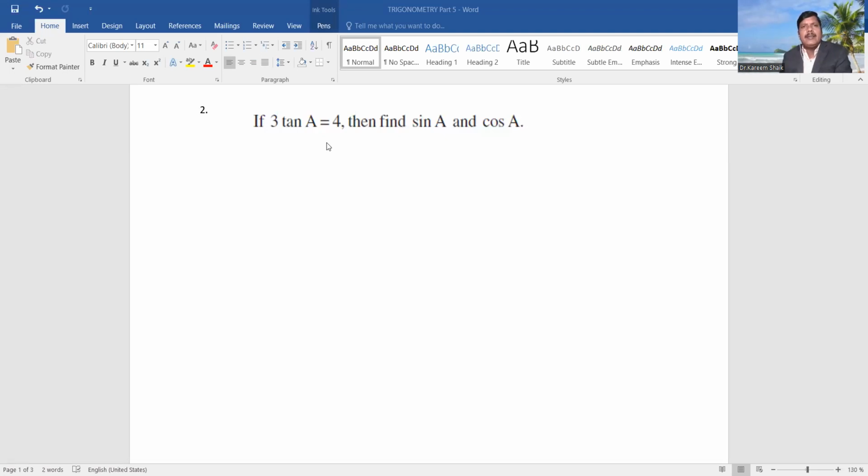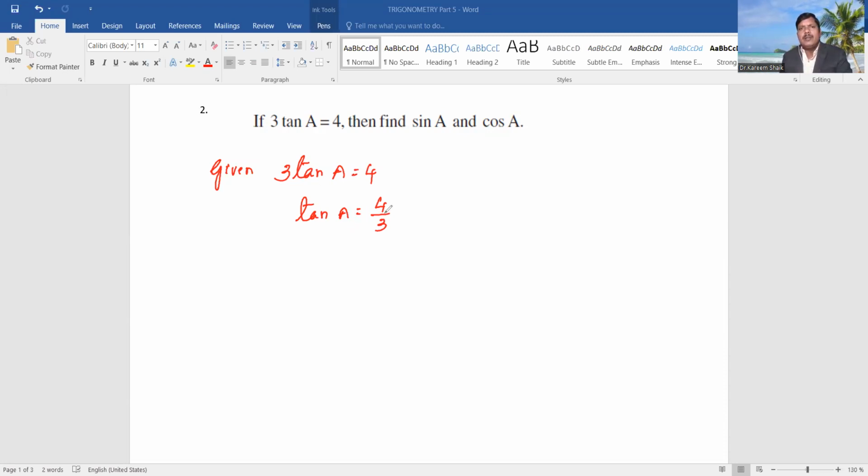Let's see the next problem. If 3 tan A equals 4, then find sin A and cos A. Now, given 3 tan A equals 4, we can write it as tan A equals 4 upon 3. Why? 3 is in multiplication, and when we bring it to the right side of the equal sign, it becomes division.